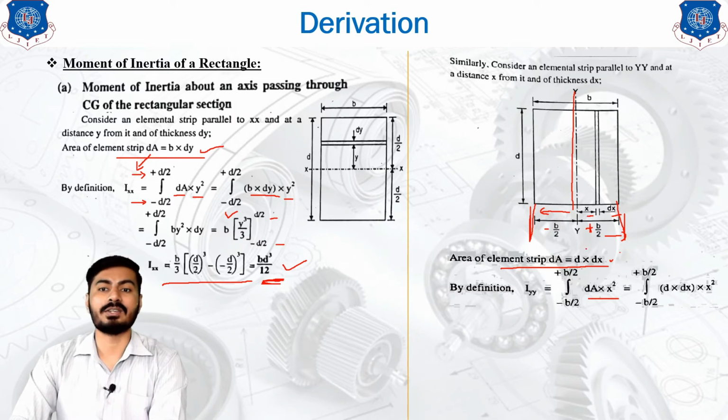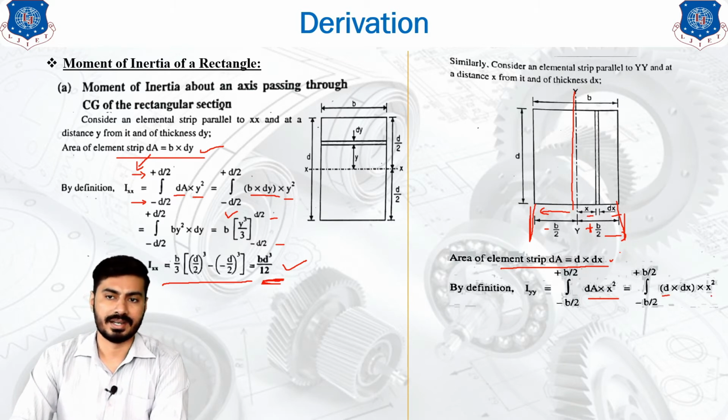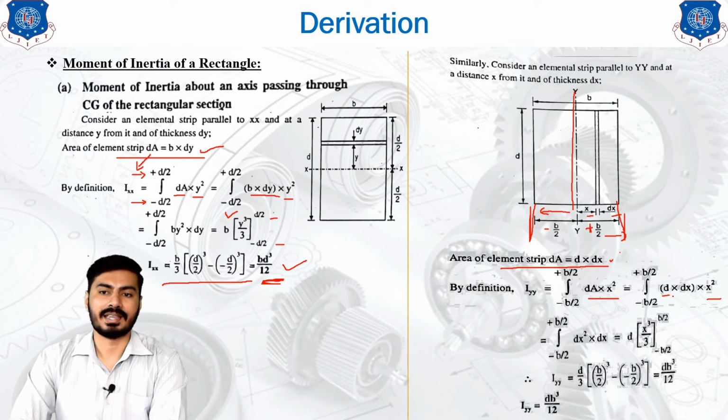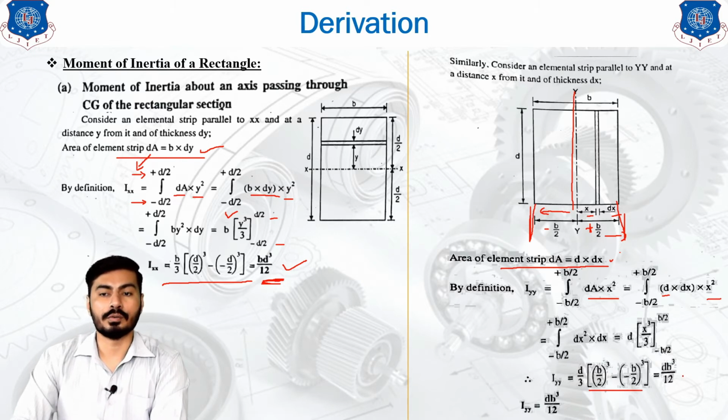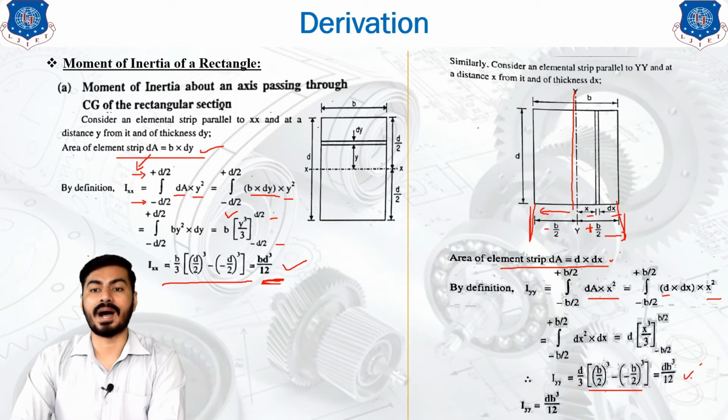So if you apply those limits in the integration and do the integration by keeping the d as a constant, and integration of x square is nothing but the x cube by 3, then you will have to apply those limits in this integration of x cube by 3 and simplify that equation, and you will get the answer of the Iyy as db cube by 12.